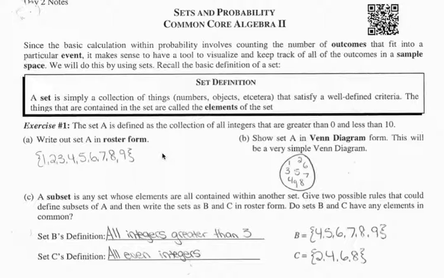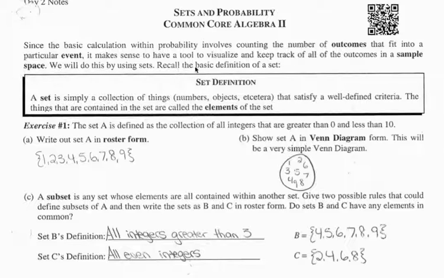So this is our second lesson on probability. Since the basic calculation within probability involves counting the number of outcomes that fit into a particular event, it makes sense to have a tool to visualize and keep track of all of the outcomes in a sample space. We do this by using sets.